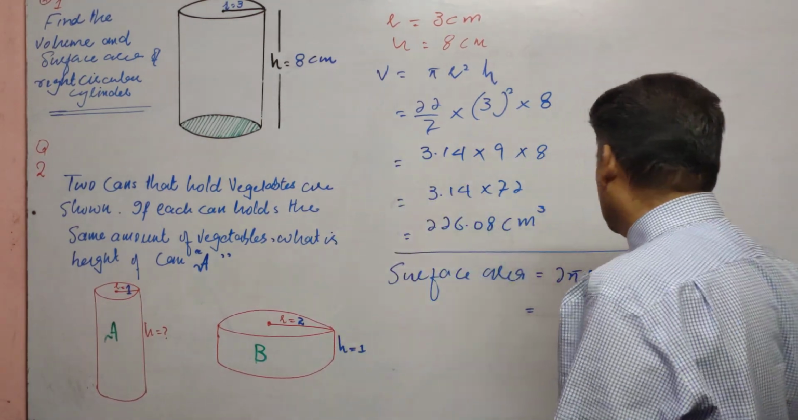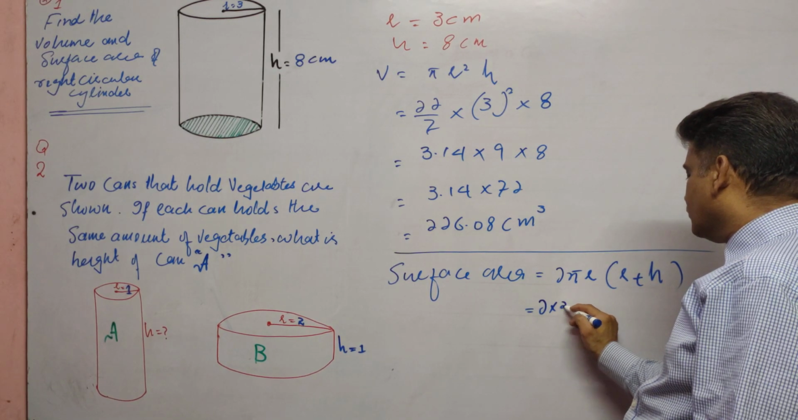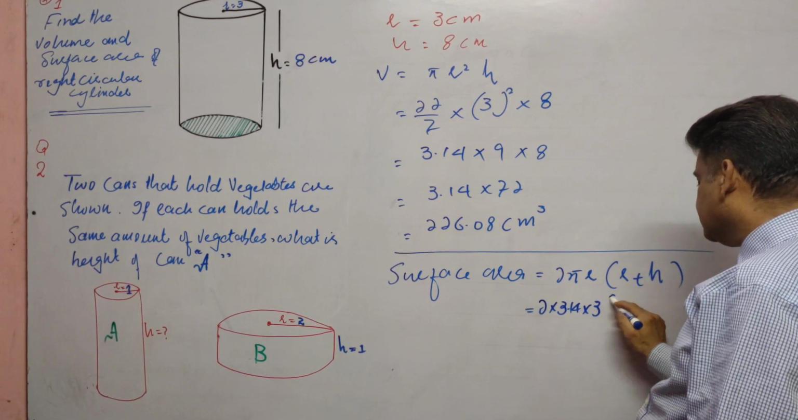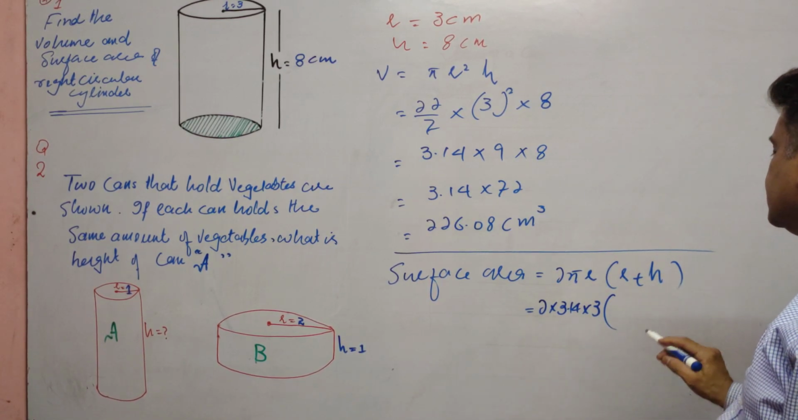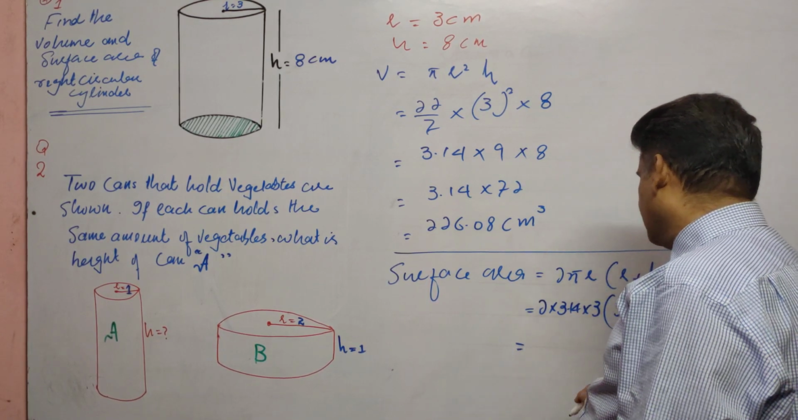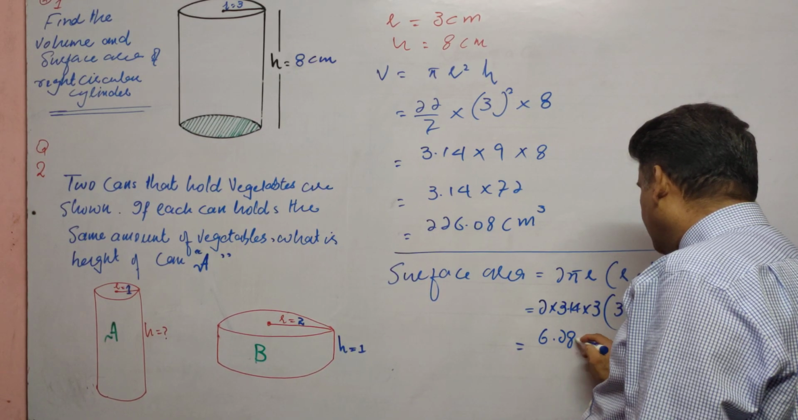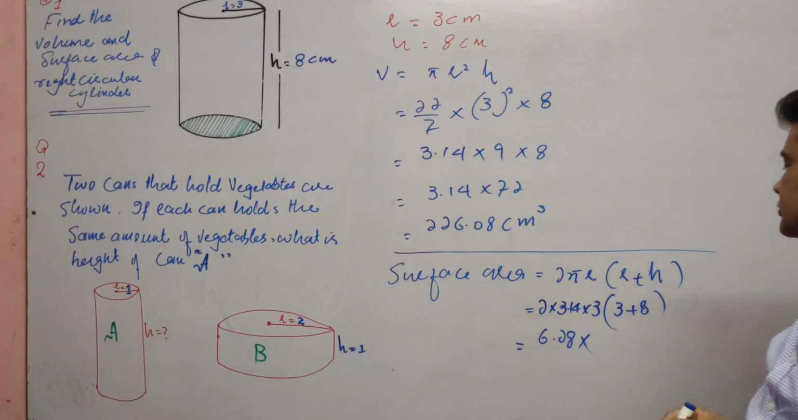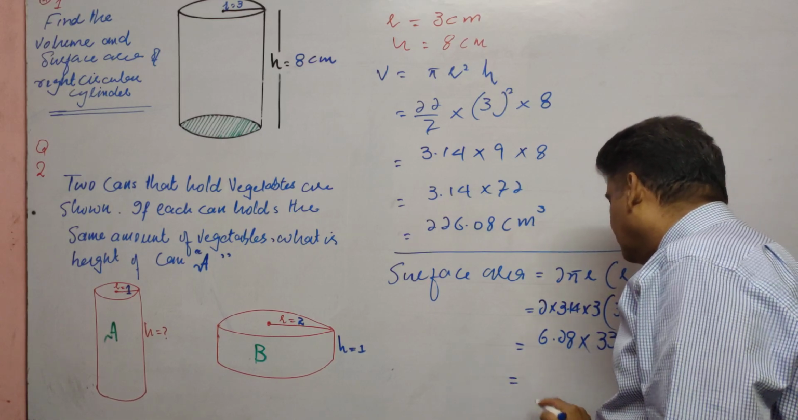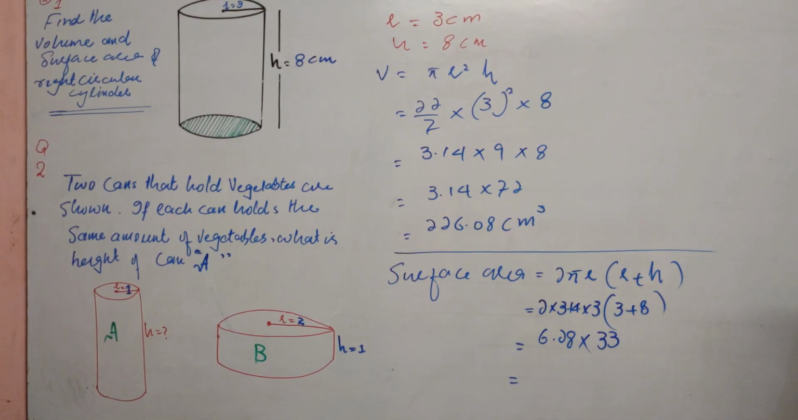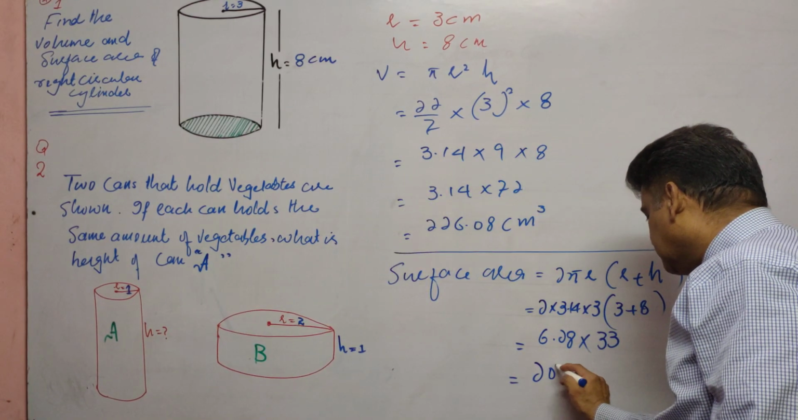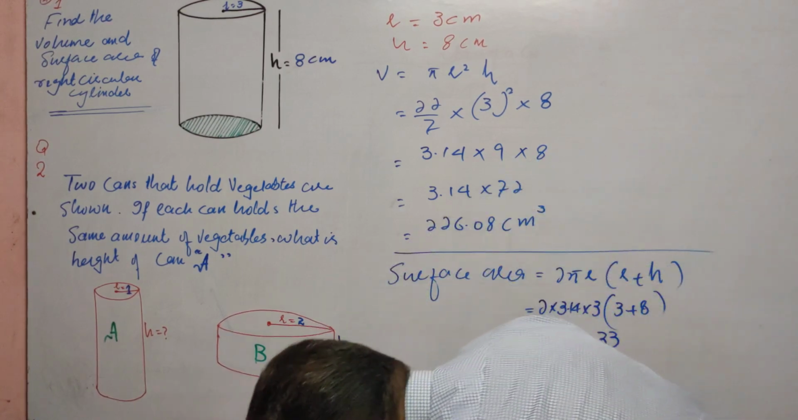As given, we write 2 times 3.14 times its radius 3, multiplied by 3 plus h, which is 8. We write 6.28 times 3 plus 8, which is 11, times 3, is 33. When you multiply 6.28 by 33, you will get 207.24.